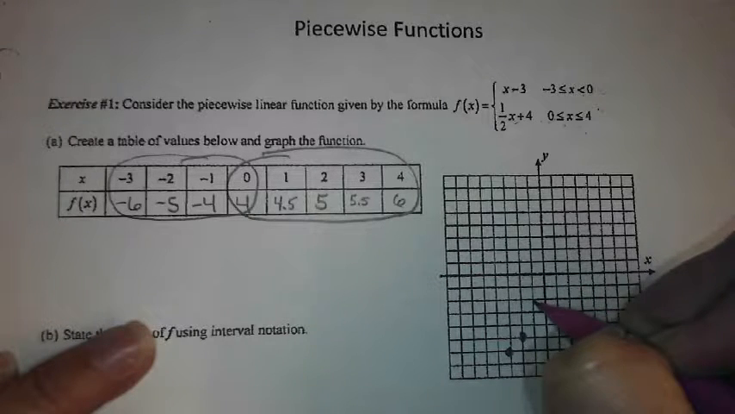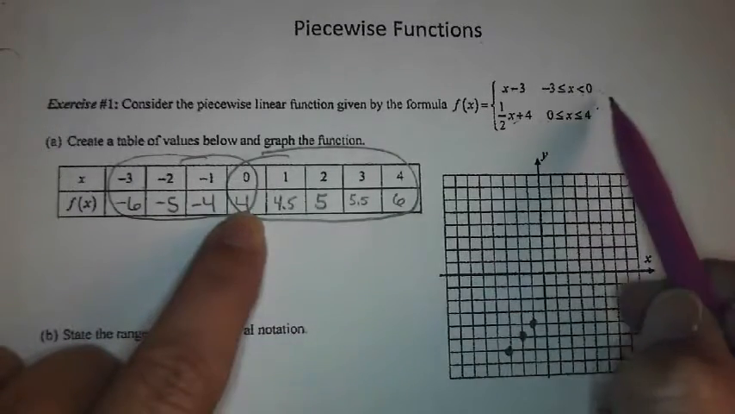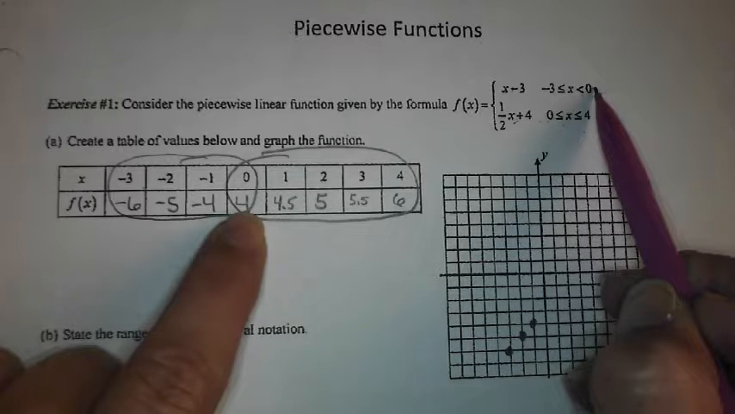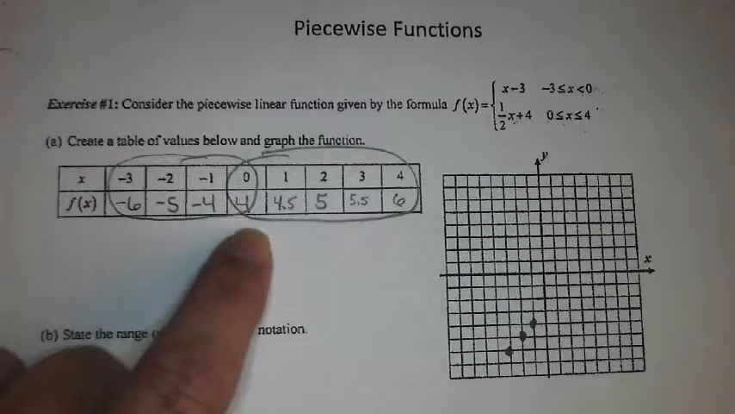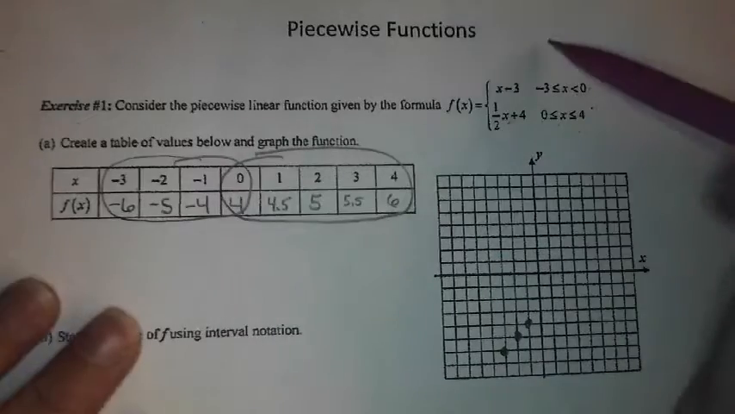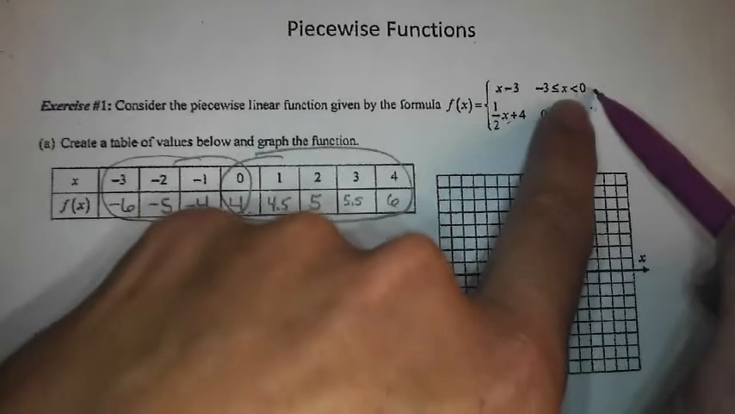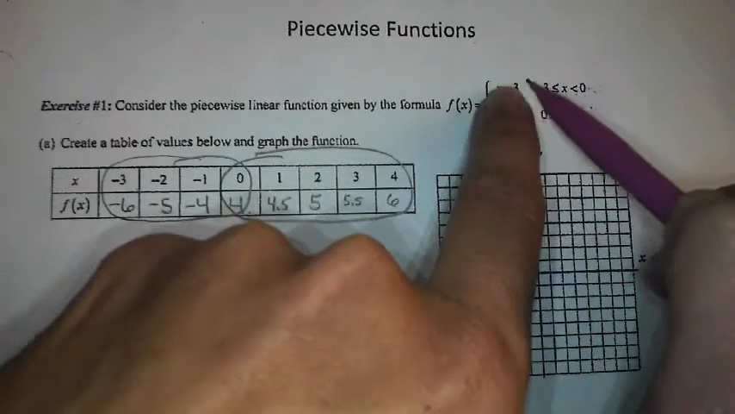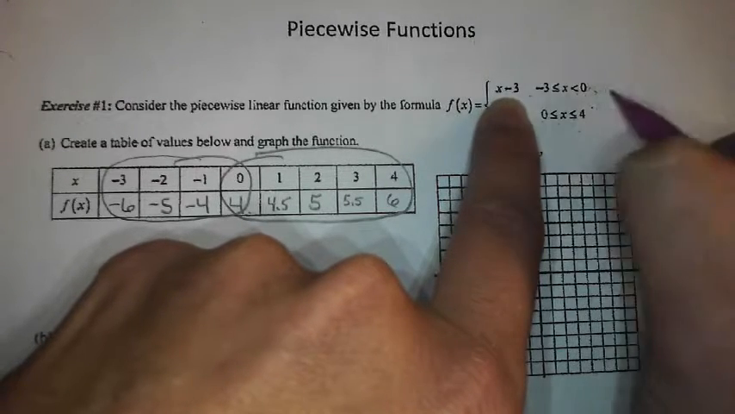And then -2, -5. -1, -4. Now 0, 4 on our first piece. Is that included or not? Not included, right? Because it's that less than. We don't have the or equal to. So I'm still going to plot 0. Should it have been -4? Oh, no. Backing up, sorry. I used the second equation to come up with that number. If I were to have used the first equation and plugged in 0, what would I have gotten? 0 comma what?